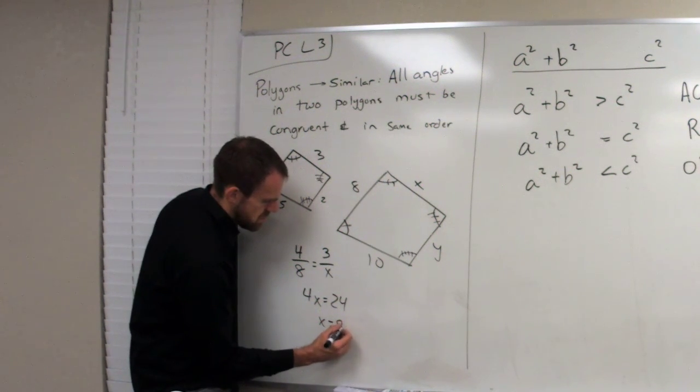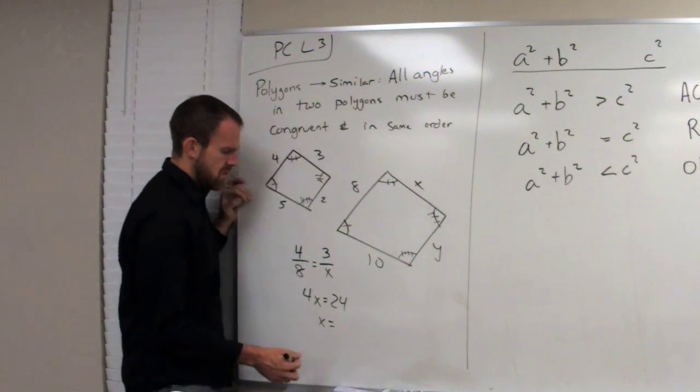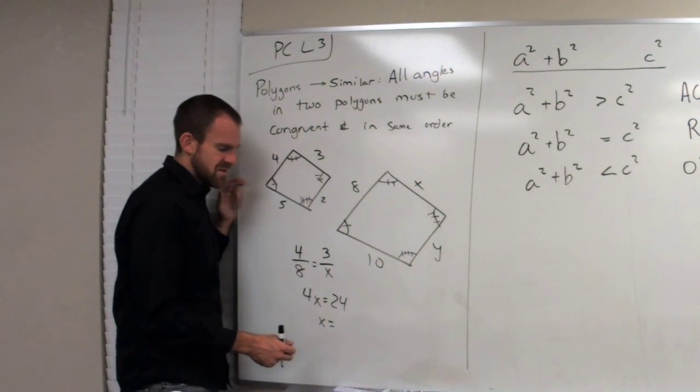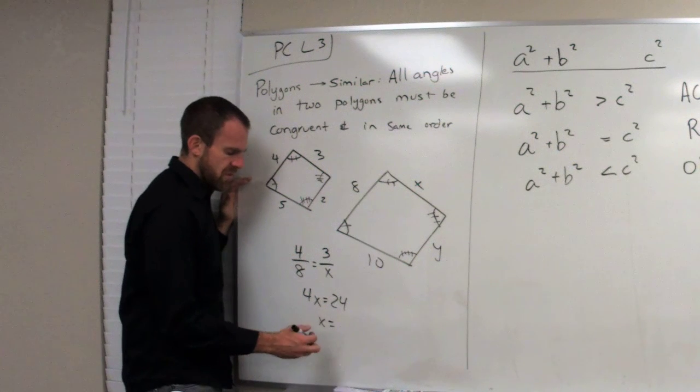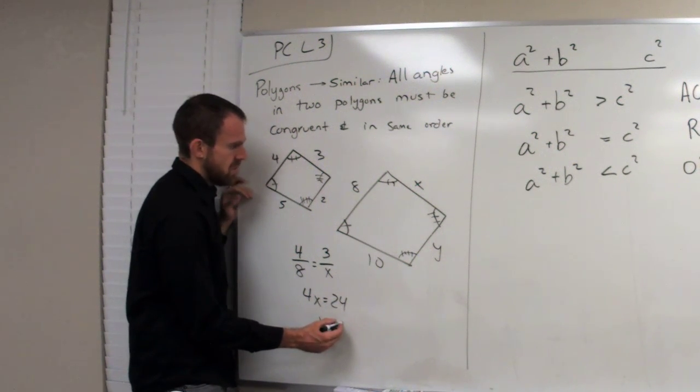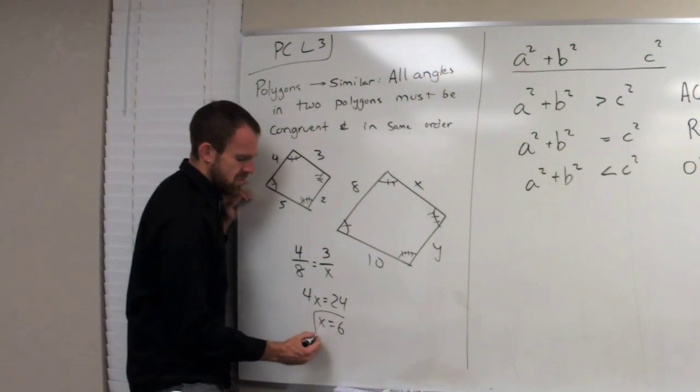Is that right? 8 times 3, 8, 16, 24. 24 divided by 4 is 6. Yep, that's what I wanted.